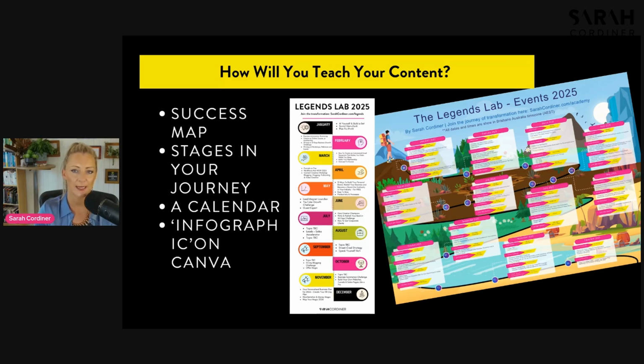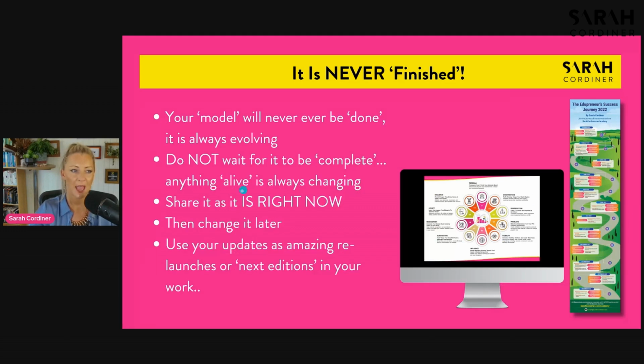So you can create these in Canva. It's just called an infographic. If you go into Canva, type in infographic, you'll find loads of cool templates like this that you can then edit and put in your visual pathway for your steps or your modules for your course or your coaching program or your membership. And remember that this is changing all the time.